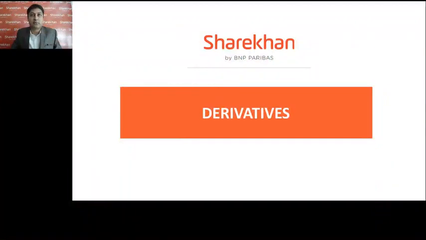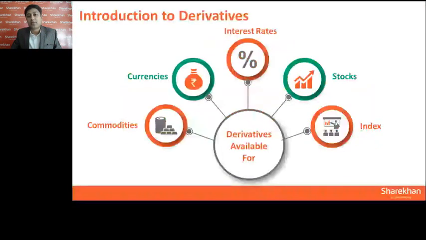So let's begin with the first slide, that is, what are the various types of derivatives available for us to trade. The various types of derivatives available to trade are index futures and options. You have stock futures and stock options. You have interest rate derivatives, currency derivatives, and commodity derivatives. Today we'll be mostly talking about stock and index futures and stock and index options.